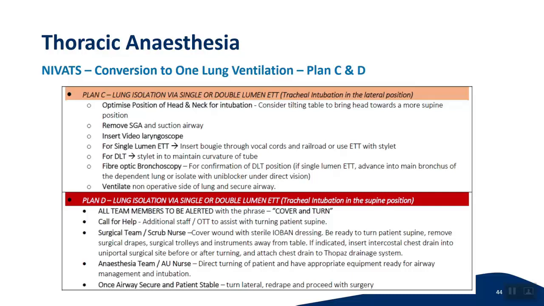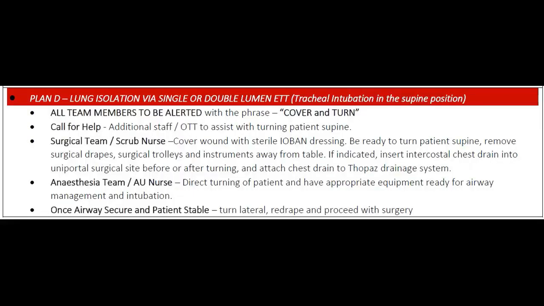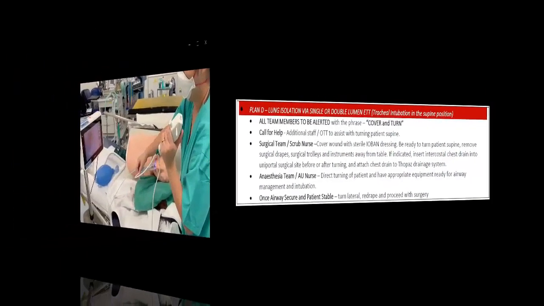In an emergency situation with impending or total loss of airway control and ventilation, an emergency maneuver to turn the patient supine to facilitate intubation must be quickly carried out. The phrase, "cover and turn," is used to alert all members of the team to the need to act quickly. The surgical wound is covered with Ioban dressing before turning the patient. Once the airway has been secured, the patient is turned back to the lateral position to allow surgery to continue.